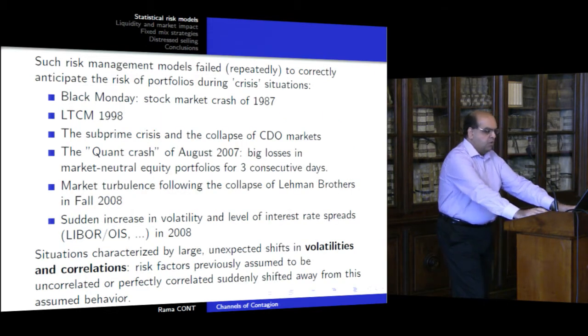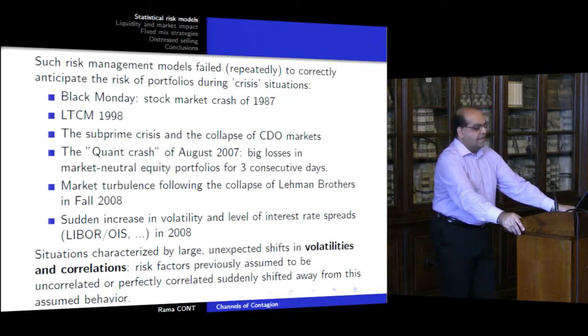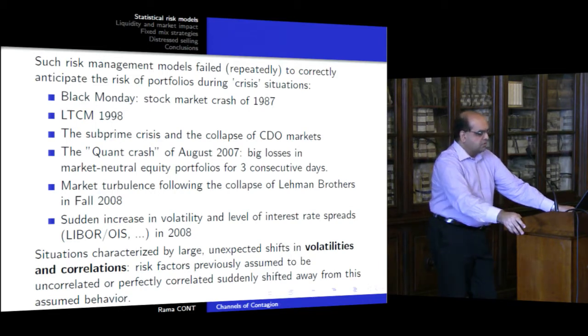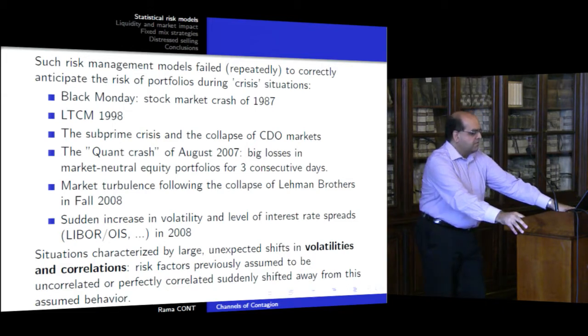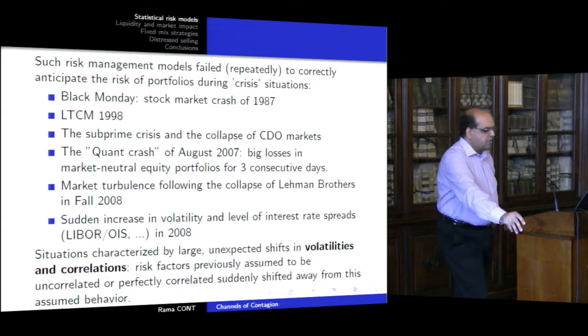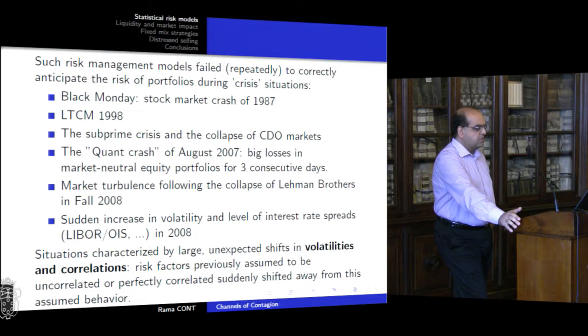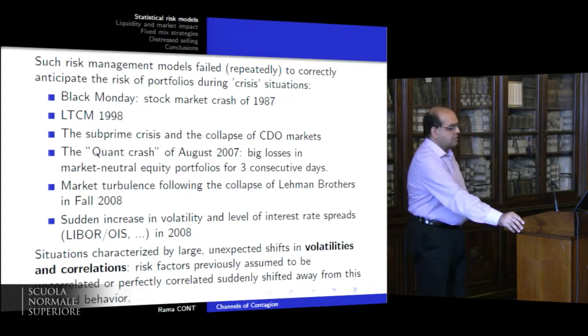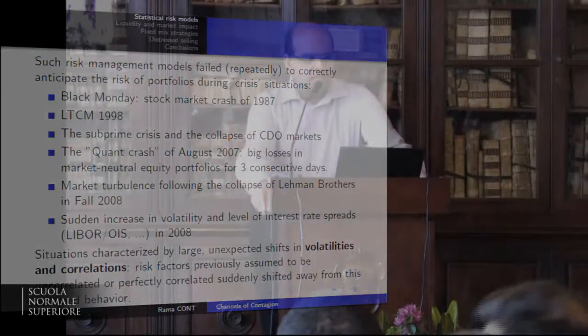Okay. Now, what we've also seen is that these standard risk management models have repeatedly failed to anticipate the risk of portfolios during crisis situations. Okay, so here are some examples that were also referred to in the talk by Pete Kahl yesterday: Black Monday, the stock market crash of '87, the LTCM event of '98, the subprime crisis, the quant crash of August 2007. I will go into these examples a little bit more in detail in the following slides, but all these events are events where large institutions with seemingly sophisticated risk management systems failed to anticipate or evaluate correctly the risk of their portfolios, and they were surprised to see that the risk embedded in their portfolios was much bigger than they anticipated.